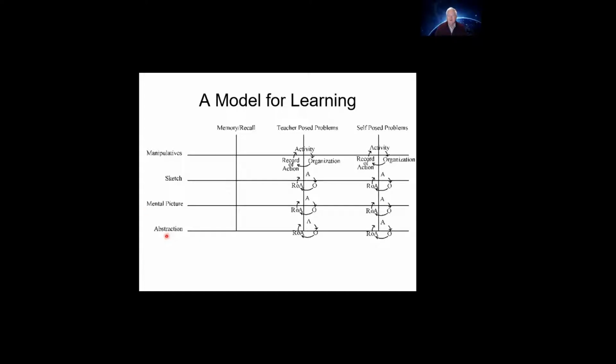Now, for our purposes, since we are teaching in the kindergarten through 6th grade realm in this course, our objects of choice should be at the manipulative or the sketch level. The mental picture and abstraction, although perfectly fine objects, are more for middle school and high school, and so we won't be spending the same degree of emphasis on that.